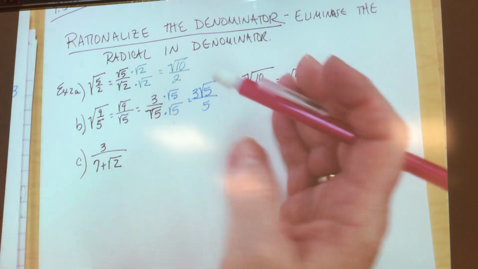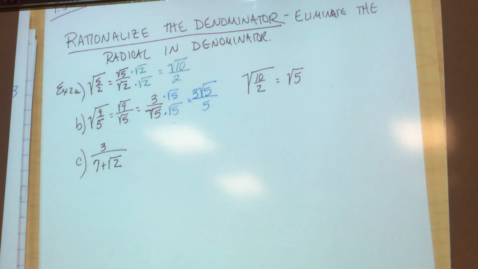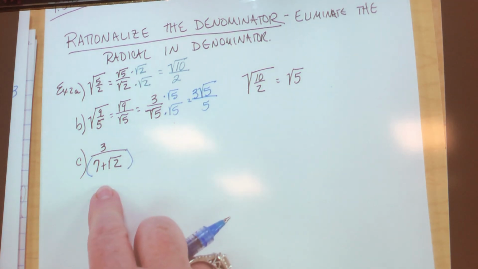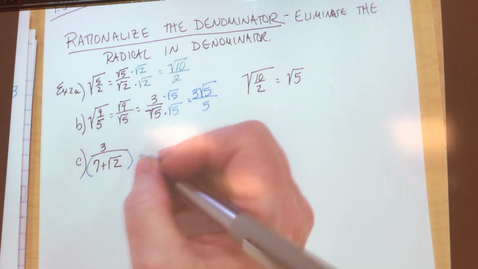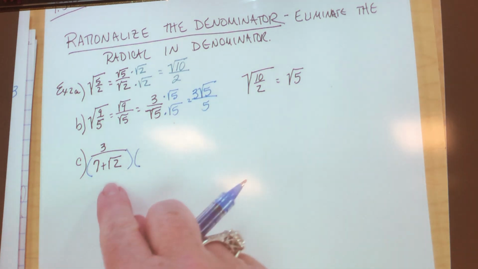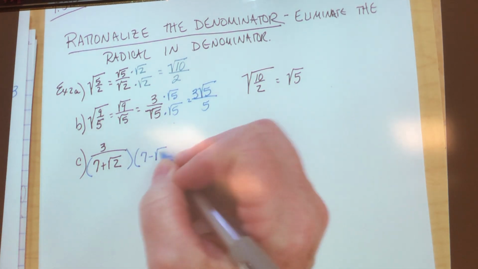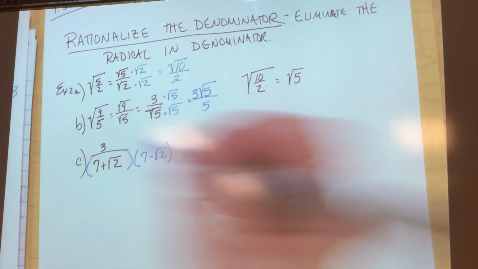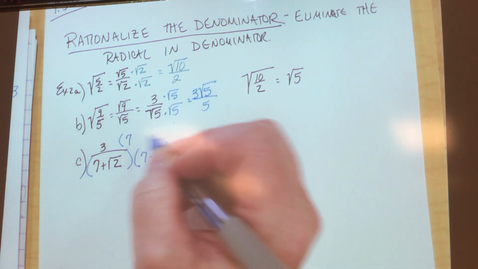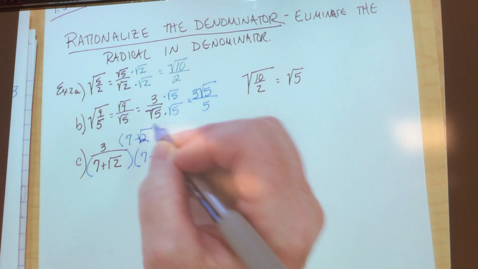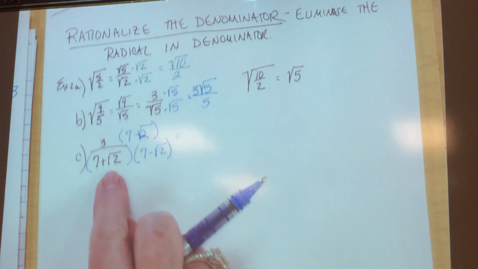So I'm going to tell you what you need to do. You need to multiply by this guy's conjugate. You need to multiply by this guy's conjugate. What is the conjugate of 7 plus the square root of 2? 7 minus the square root of 2. Very good. Now listen, watch what happens up here. Obviously, we're going to multiply the top by it also. Now watch what happens.